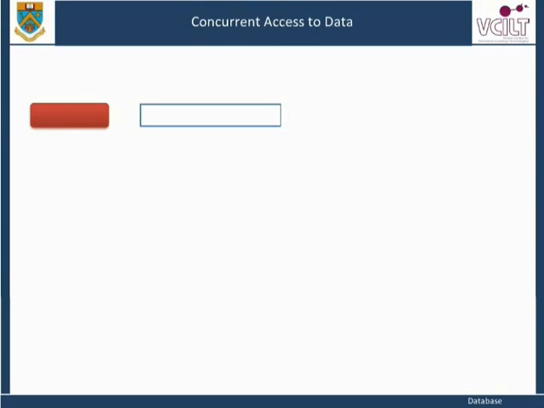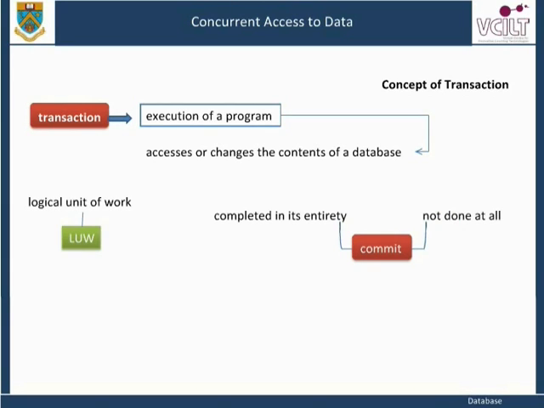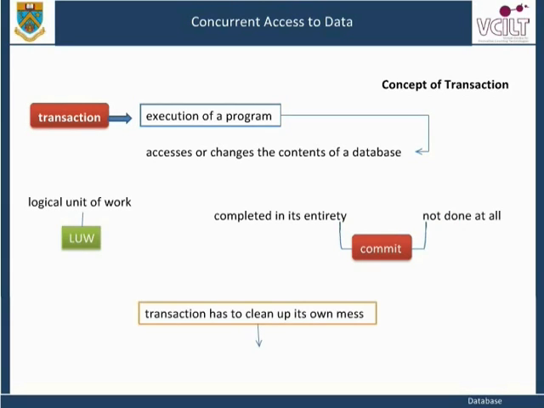Concurrent access to data. Concept of transaction. The very first concept that we introduced to you in this unit is a transaction. A transaction is the execution of a program that accesses or changes the contents of a database. It is a logical unit of work, LUW, on the database that is either completed in its entirety, commit, or not done at all. The transaction has to clean up its own mess, known as rollback.